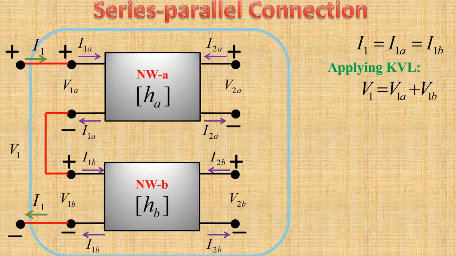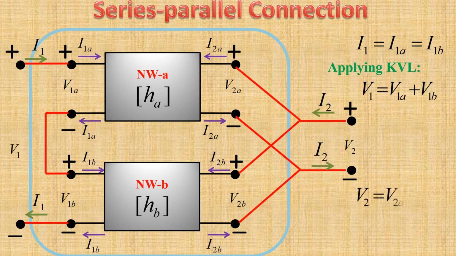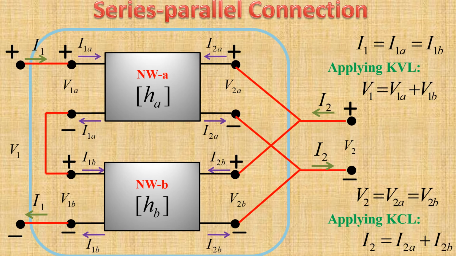Now let's connect the output ports in parallel connection. Here the output port voltage V2 equals V2A equals V2B. Applying Kirchhoff's current law, we can write output port current I2 equals I2A plus I2B.